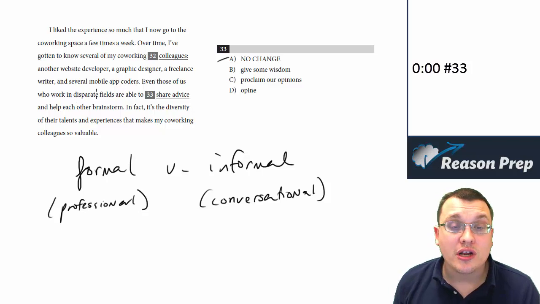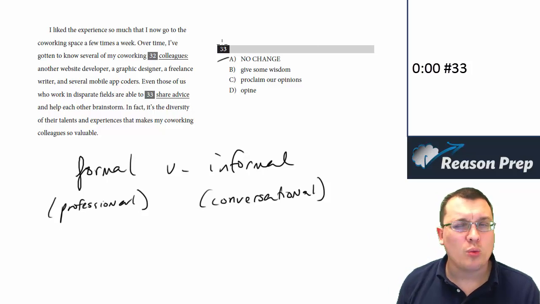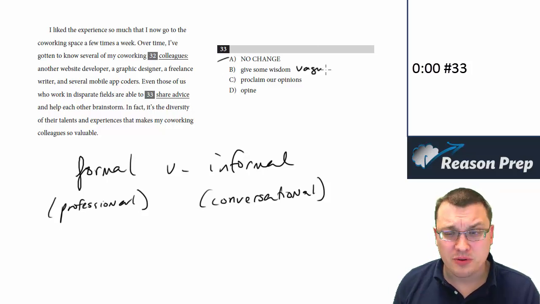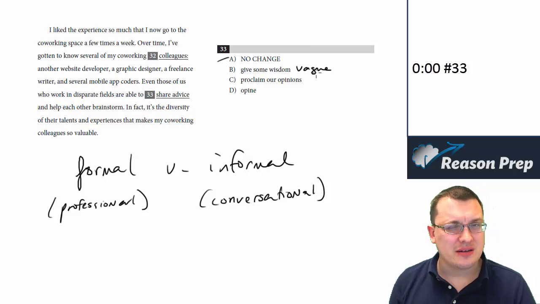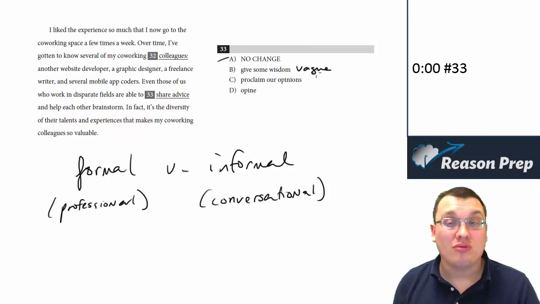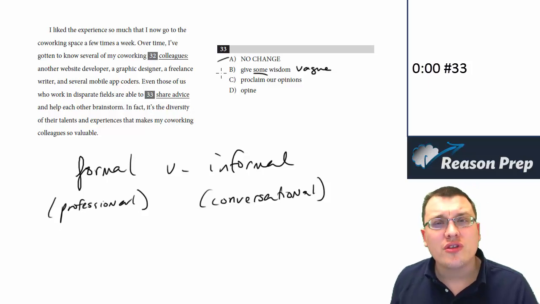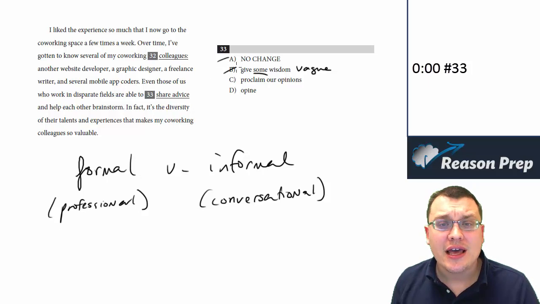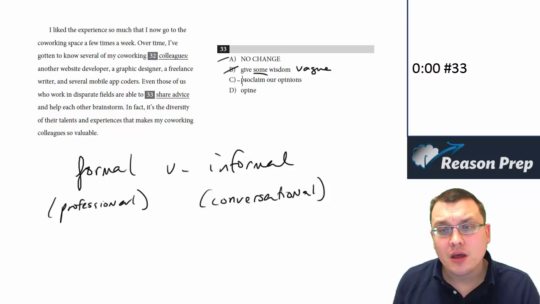Even those of us who work in disparate fields are able to give some wisdom. This is pretty vague. Give some wisdom to whom? About what? It's just rather broad. Particularly this word some, I think, is problematic. It doesn't really fit with the specificity of the passage, and you might even say it's wordy as well.